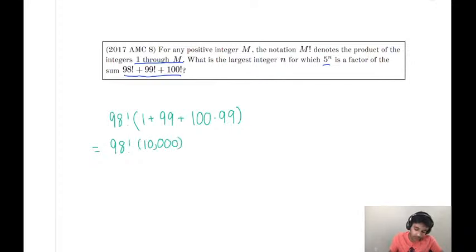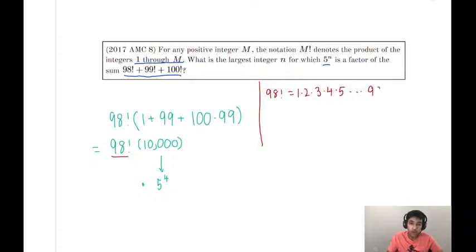Okay, so now we're going to count how many powers of 5 are in each of these terms. We can see that there are 4 powers of 5 in this second term here. But this first term is a little bit more tricky. So how many powers of 5 are there going to be in this first term? Well, we can actually use a really clever trick. So 98 factorial is equal to 1 times 2 times 3 times 4 times 5, all the way till times 98. So how many of these numbers are multiples of 5?